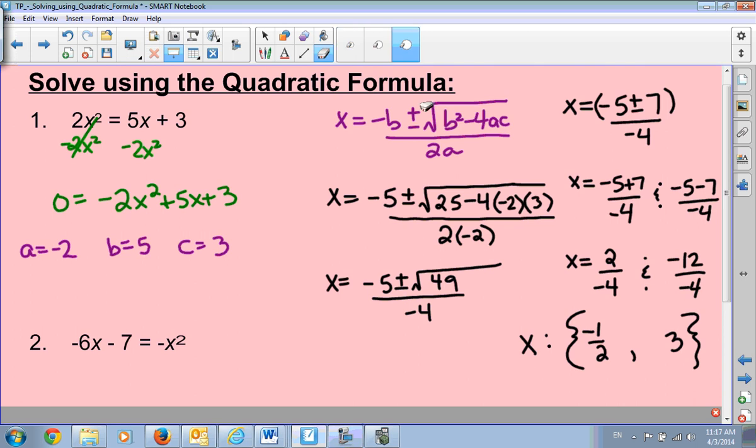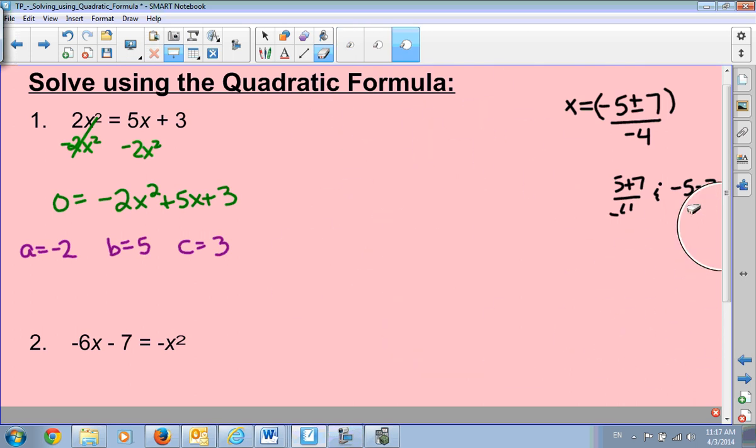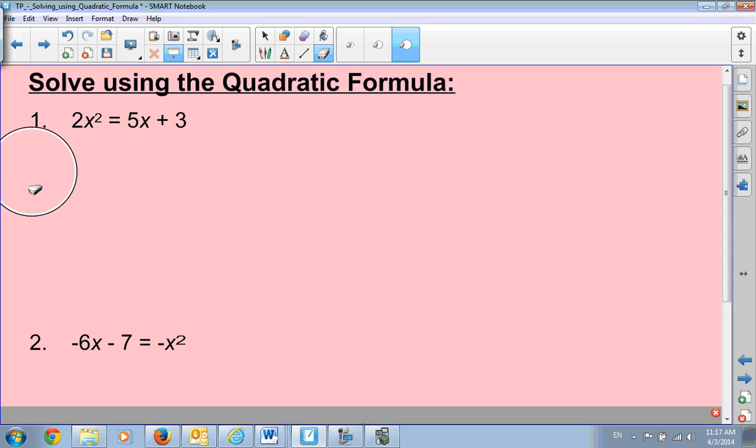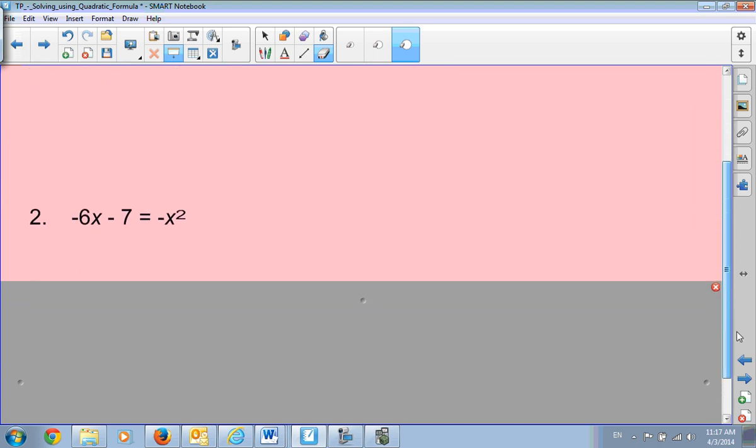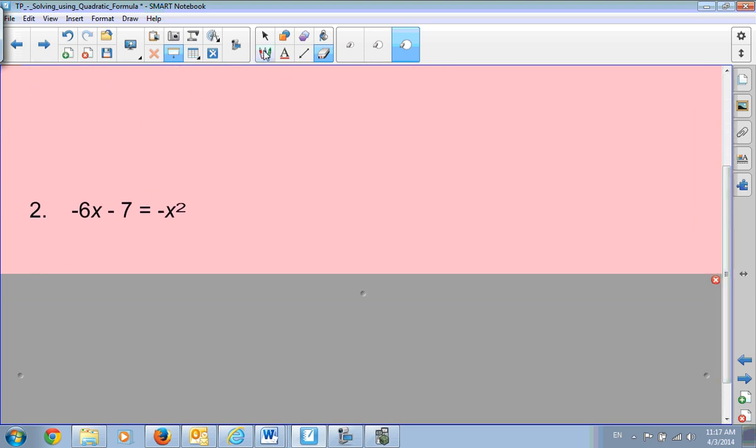Okay, so I'm going to erase this. Now we're going to do problem number 2. We need to make this equal to 0. So plus x squared, there's no 2. So we're just going to move the negative x squared to the other side. So we have x squared minus 6x minus 7 equals 0.